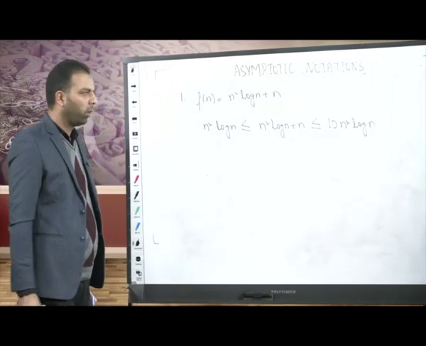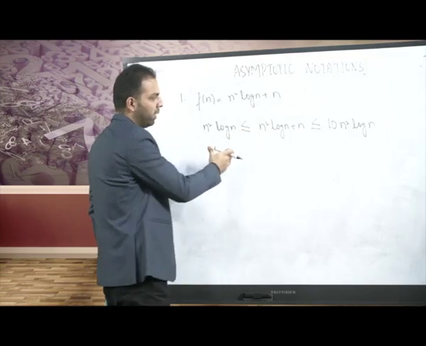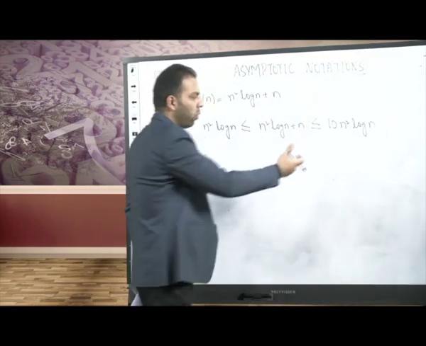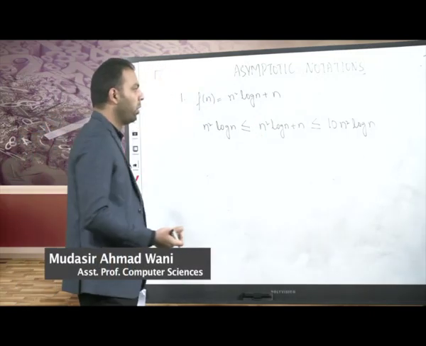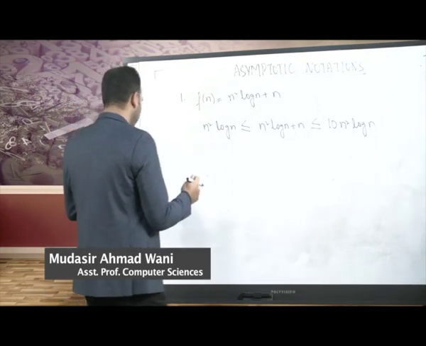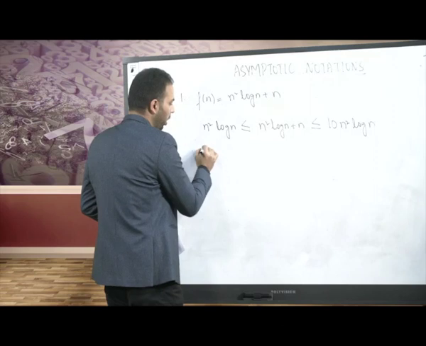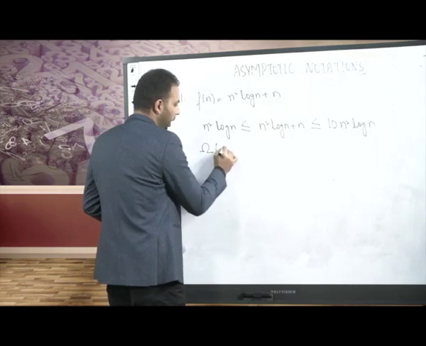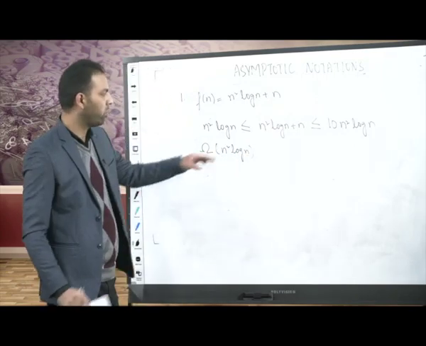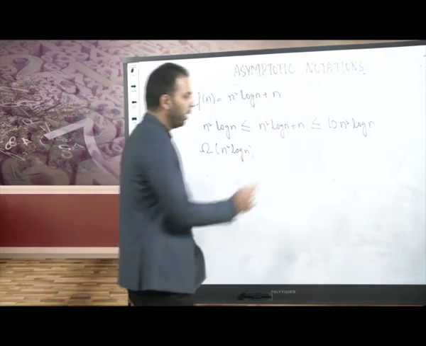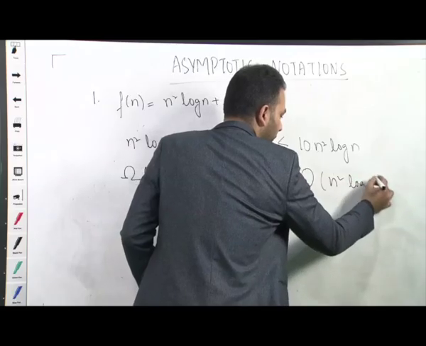Is it true or not? Yes, it is true because I have removed n from here, so it will be less than this. I have multiplied it 10 times, so obviously it is going to be greater than this. And you can check it also for some values. So here again, you can say that this is your omega n square log n, meaning your f of n is omega n square log n. And this is your big O n square log n.